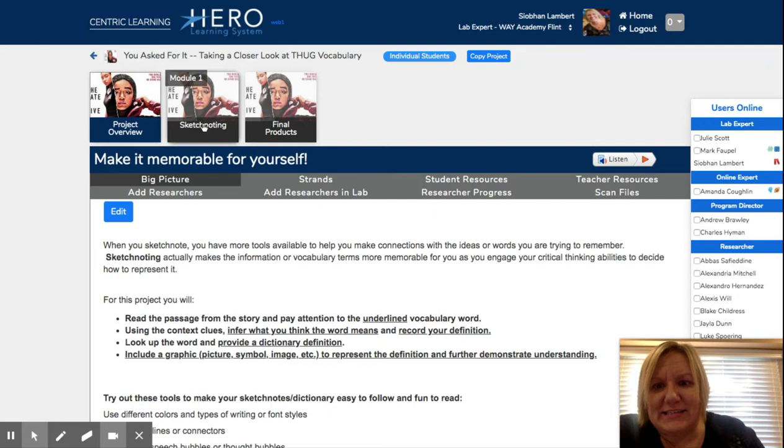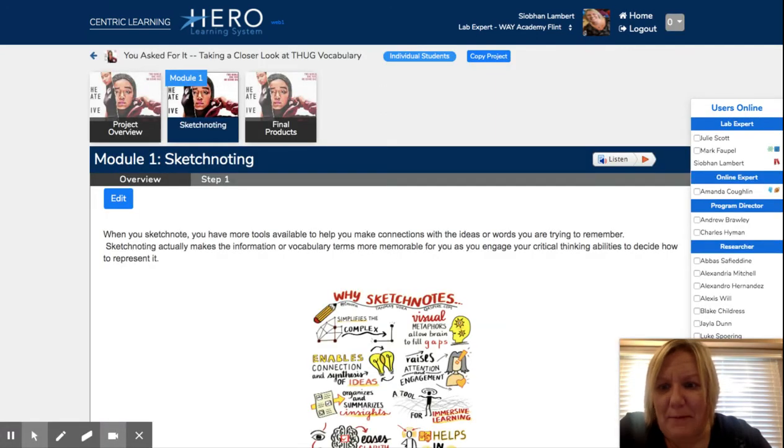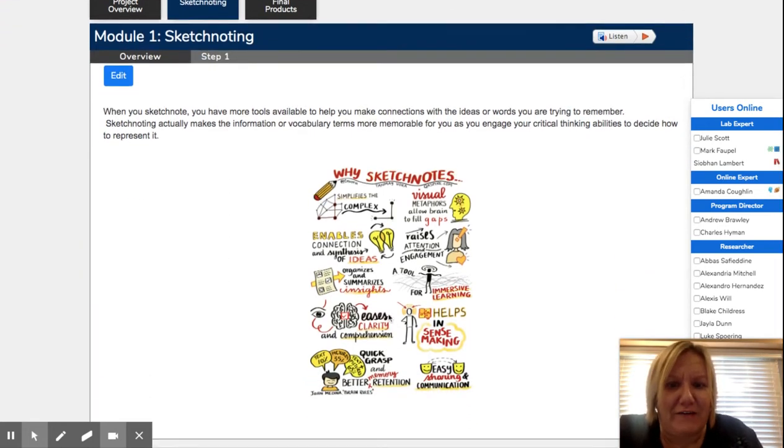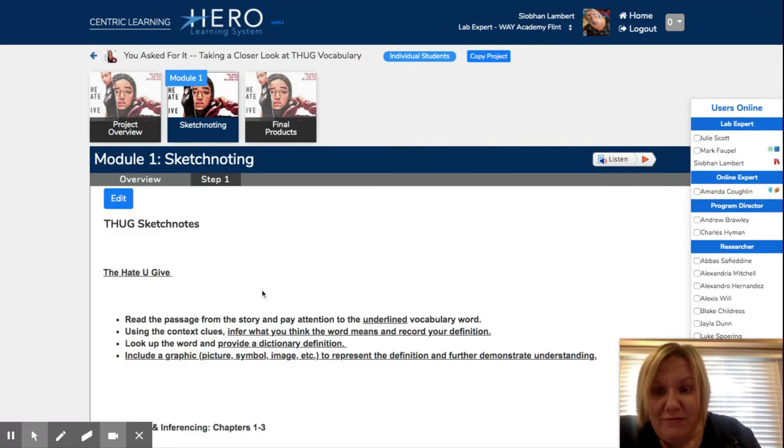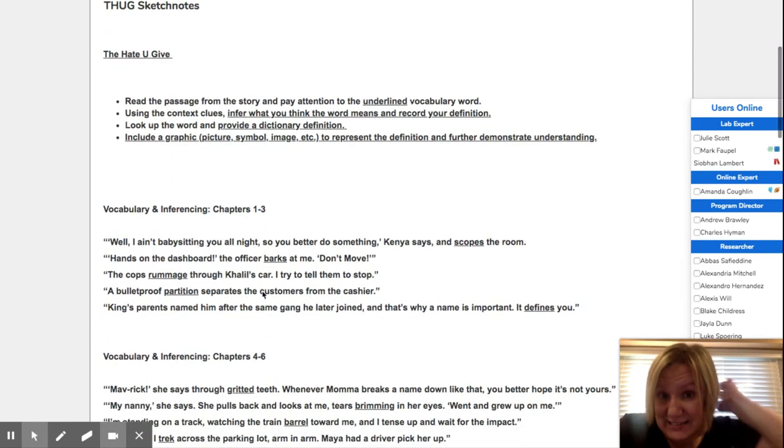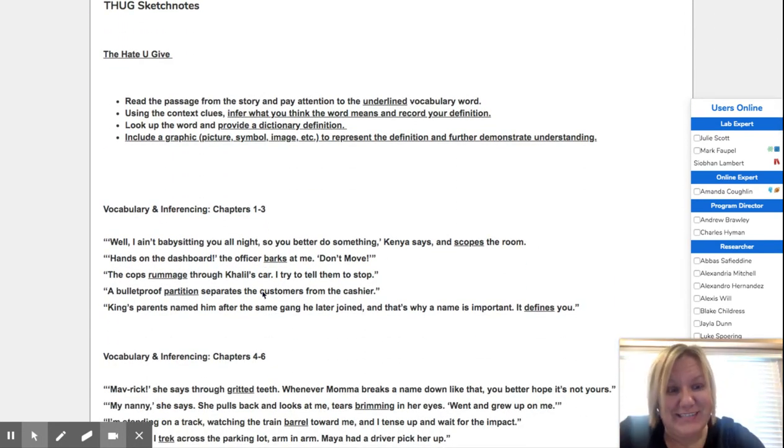But let's get into the actual module where it goes through step by step. Again, it reminds us what sketchnoting is, even gives us our familiar graphic of what sketchnotes look like, using ideas to simplify more complicated ideas, create visual metaphors. All of these things help understanding new words. So, for The Hate U Give, I want you again, we'll read the passage, check out the underlined word, see if we can look at the context clues to guess what it means on our own, write out our dictionary definition, and include a graphic.